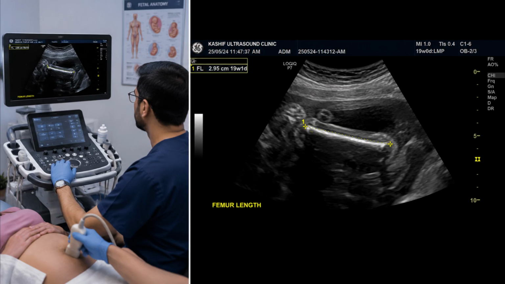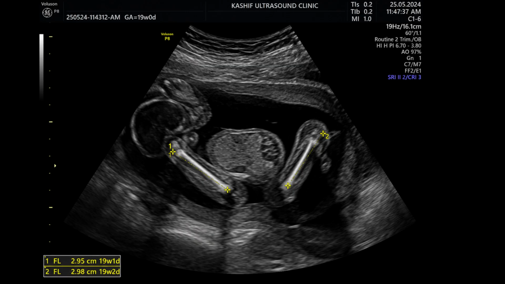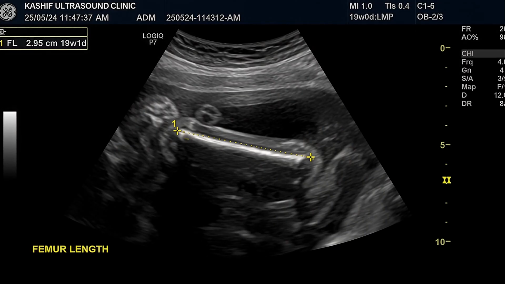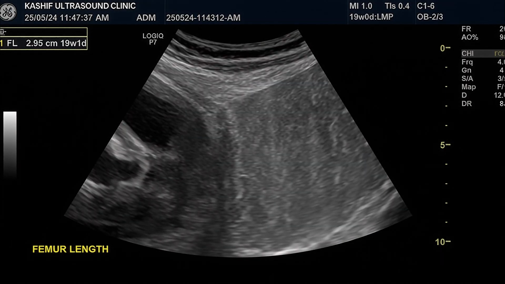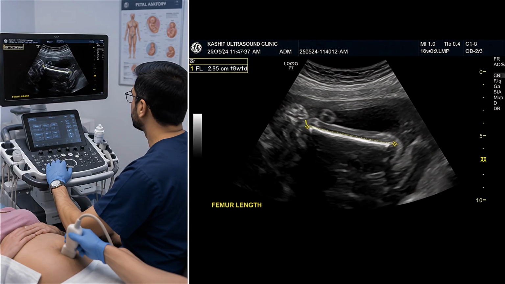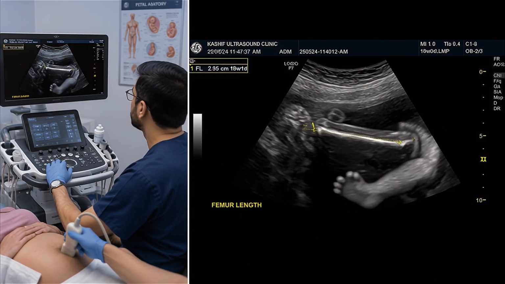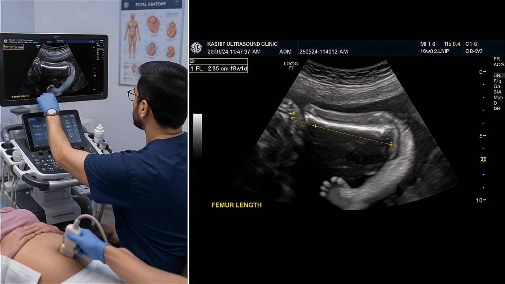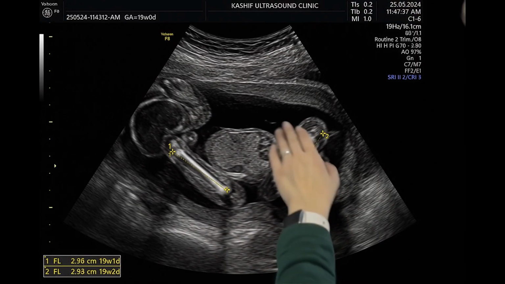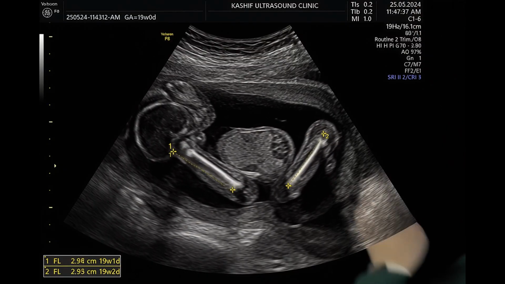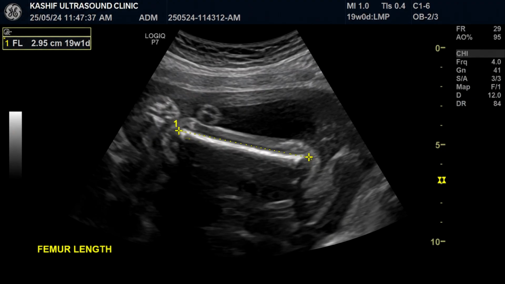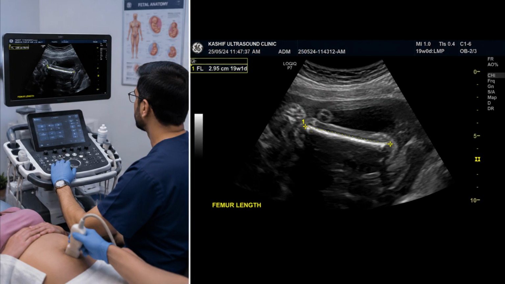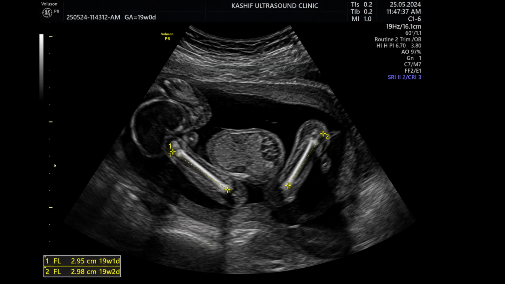Today we will discuss one of the most important fetal biometric parameters used in obstetric ultrasound, femur length, FL. By the end of this lecture, you will understand what femur length is, why it is measured, when it should be measured, correct ultrasound technique, normal values, clinical significance, common mistakes, causes of short femur, and tips to obtain accurate measurements. Whether you are an ultrasound student, sonographer, radiologist, obstetrician, or medical professional, this lecture will help you master femur length measurement.